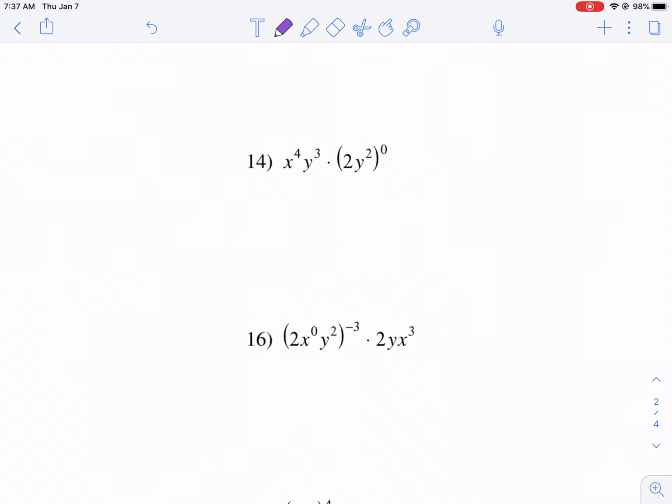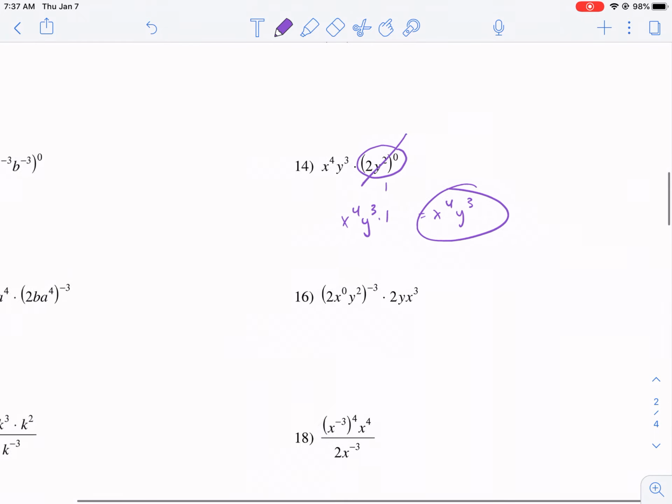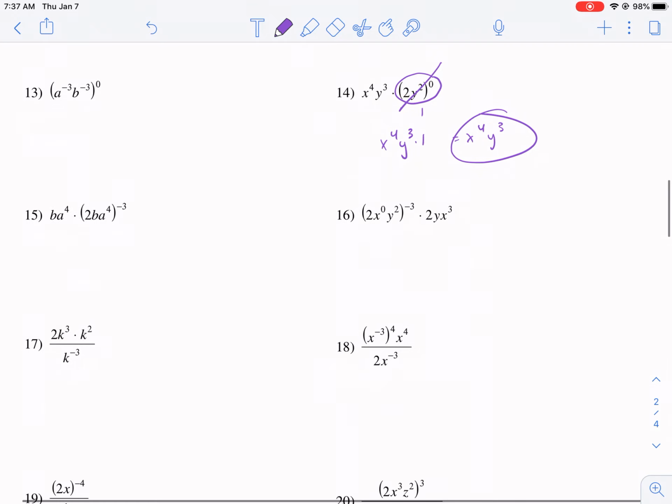So we have x to the 4th, y to the 3rd for number 14. This is all to the 0 power. That's very nice because that just becomes 1. So then we have x to the 4th, y to the 3rd times 1, which is just x to the 4th, y to the 3rd, and that's our final answer. Okay, let's move on to number 16.